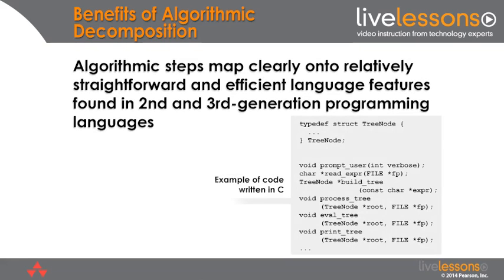The algorithmic approach maps relatively cleanly and efficiently onto language features you'll find in second generation and third generation programming languages, things like structs and functions that you might find in C. So once again, there's a fairly intuitive match. If you read a lot of literature about how to do certain kinds of programming, you'll see this particular style used fairly commonly throughout the years.